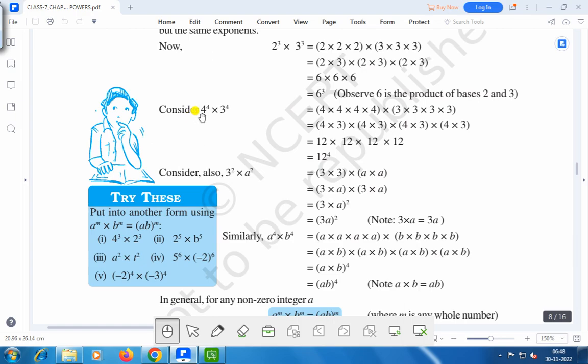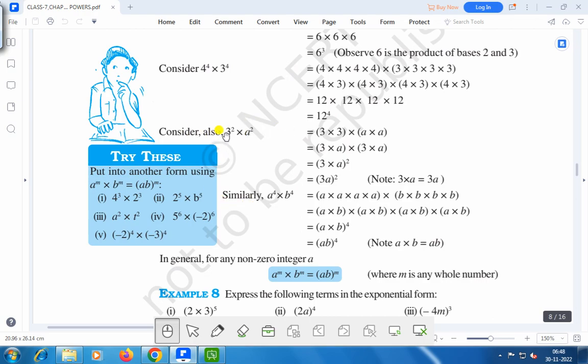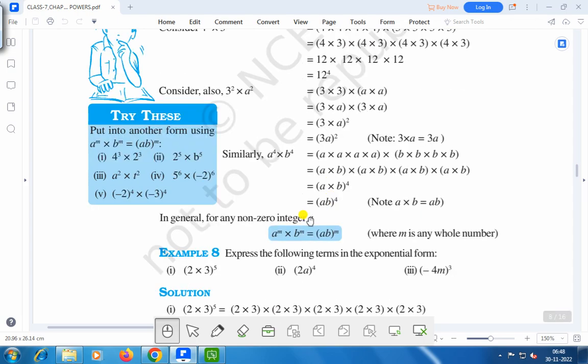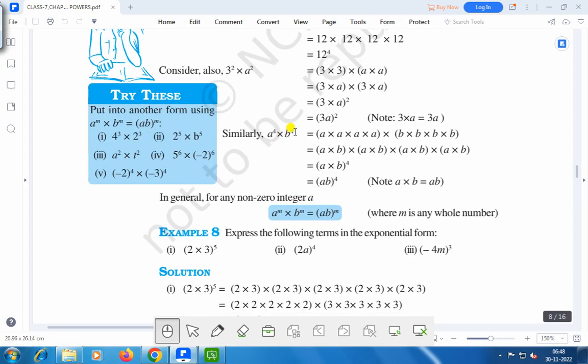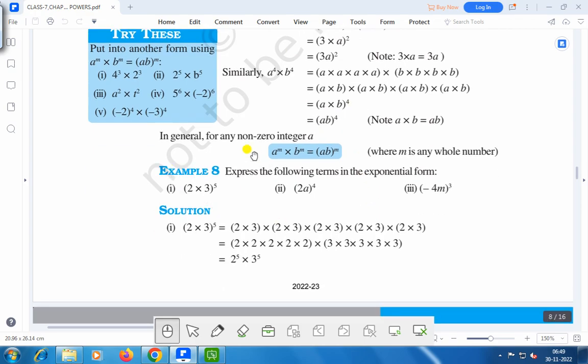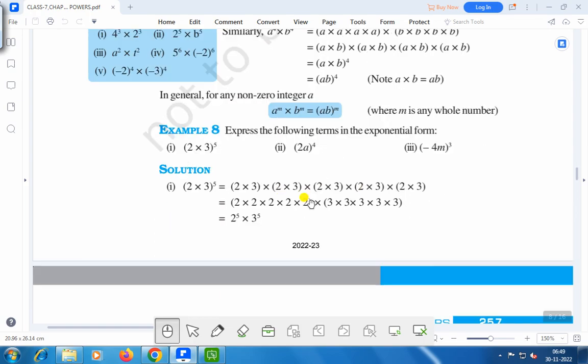And consider here also 4 to the power 4 and 3 to the power 4. If the exponents are the same, then you can multiply the bases. That is 4 times 3 is 12 to the power 4. Here also, both exponents are the same. a to the power 4 into b to the 4. Since the exponents are the same, (ab) to the power 4. Or in general, for any non-zero integers, a to the power m into b to the power m, the exponents are the same, therefore (ab) to the power m, where m is any whole number.